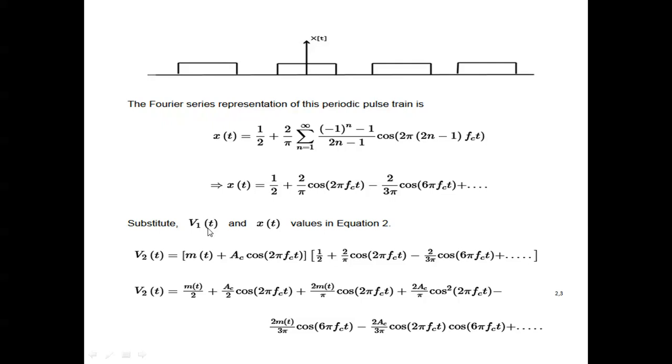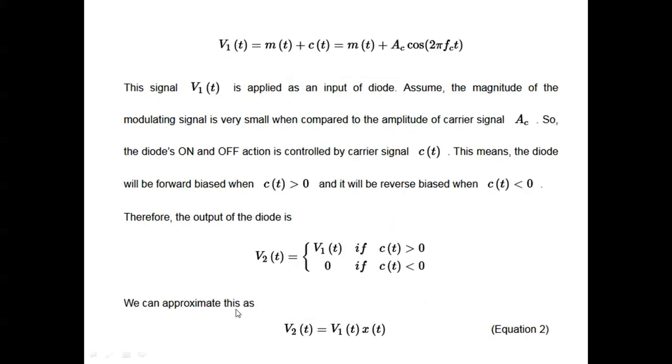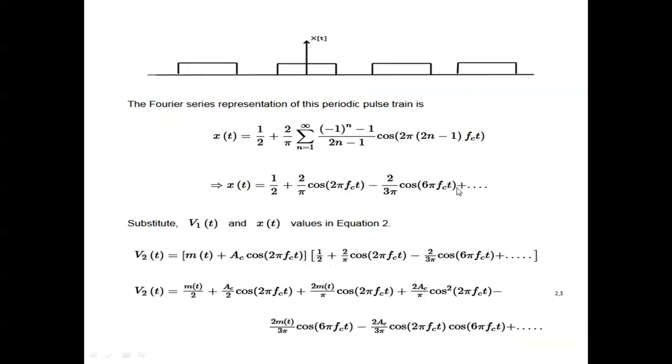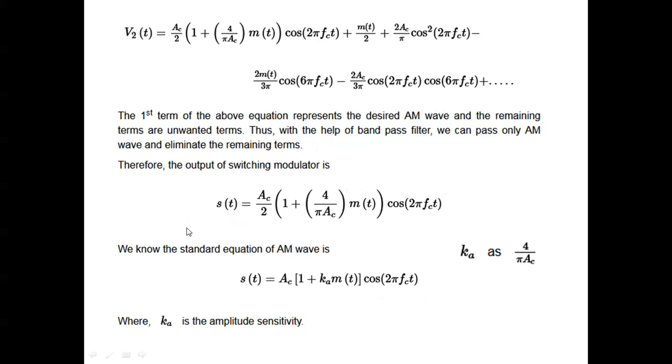So we substitute V1 of t and x of t into the second equation. Where is the second equation? This is the second equation. In that equation we have to substitute V1 of t and x of t. If we substitute, we will get this equation. Finally, you simplify and you get the equation like this. In that equation, the first term represents the desired one. The remaining terms are unwanted. Those terms are eliminated by the same band pass filter. The band pass filter eliminates the remaining terms except the first term.